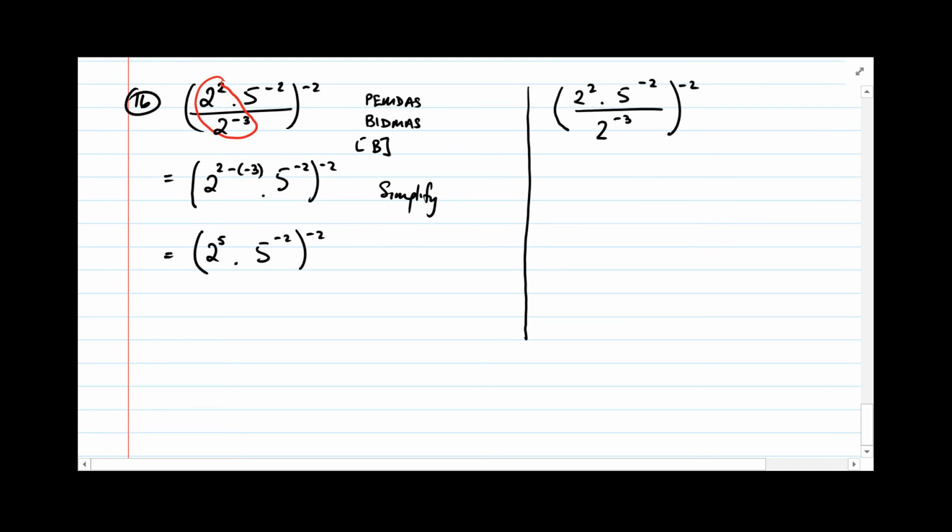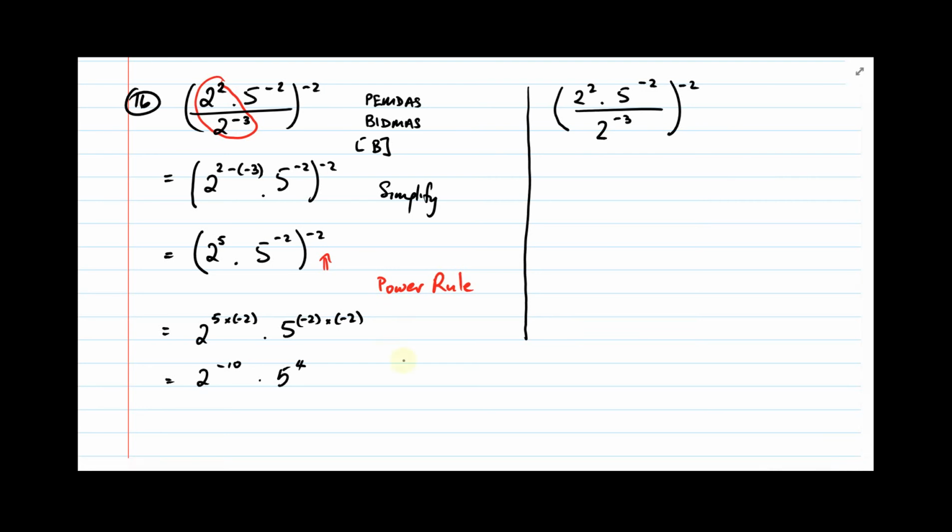Alright, so now let's apply the power rule. I apply the power rule, which means that each item inside the bracket is raised to that power. So 2, I don't need the exterior bracket, to the 5 times negative 2, and 5 to the negative 2 times negative 2. So I end up with 2 to the negative 10 and 5 to the positive 4.